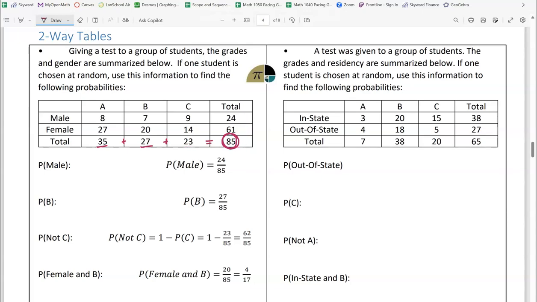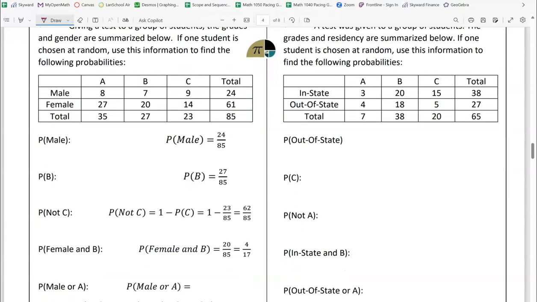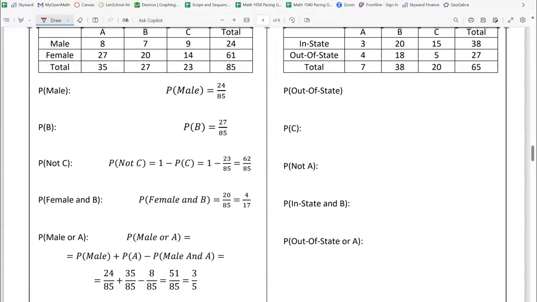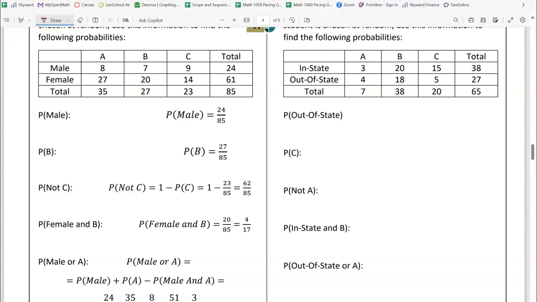And then inside our table, we just have, like, 8 males got an A and 20 females got a B. It just has the breakdown. So we're going to talk about finding some probabilities. It's not too hard, so I think I'm just going to go straight over to the example over here.